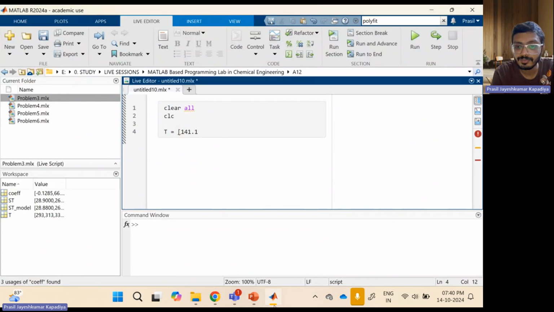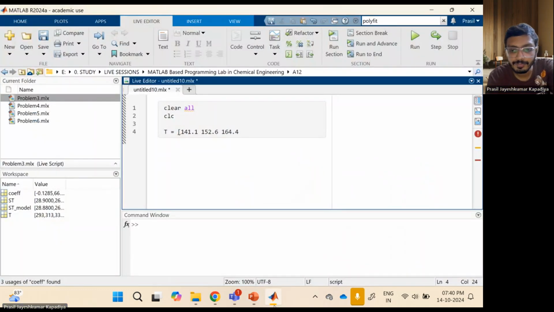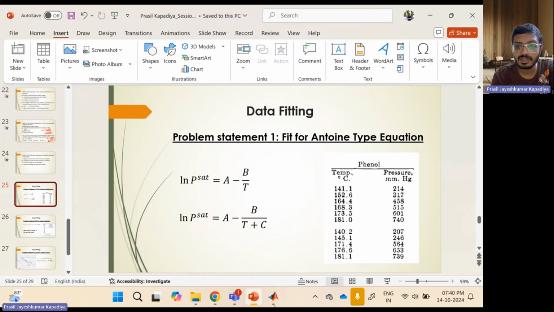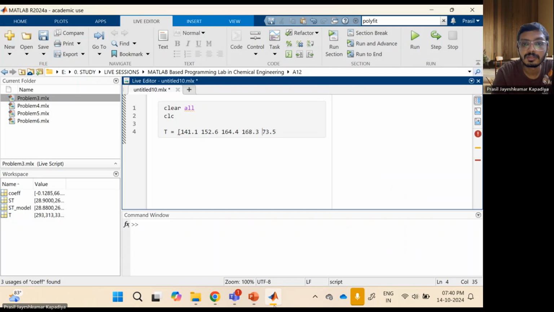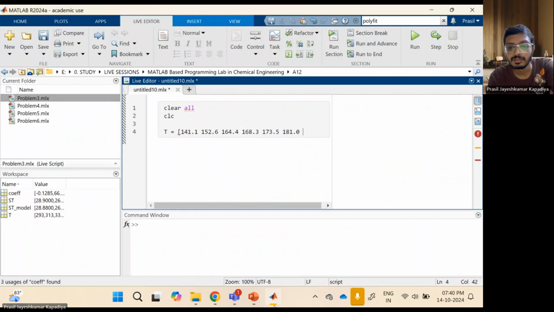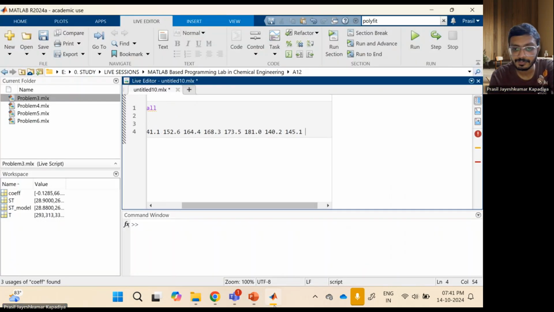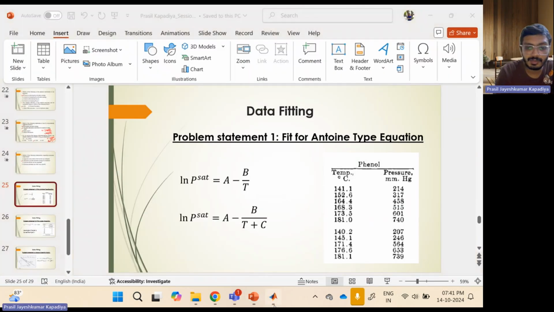So 141.1, 152.6, and 164.4, then 168.3, then 173.5, then 181.0, then 140.2, then next point is 145.1, 171.4, 176.6, and 181.1.